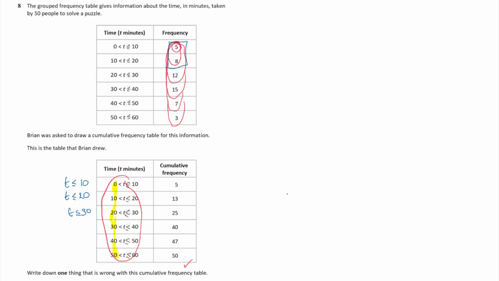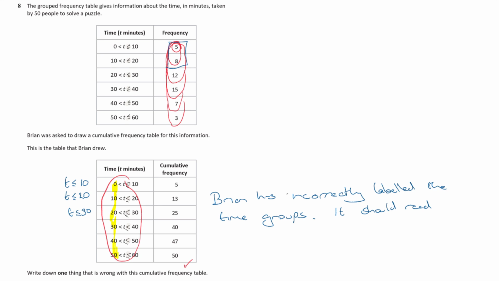So I'm going to say that Brian has incorrectly labeled the time groups. It should read t is less than or equal to 10, t is less than or equal to 20, t is less than or equal to 30, etc. Okay, I think that's good enough.